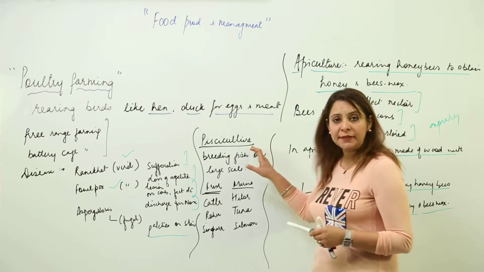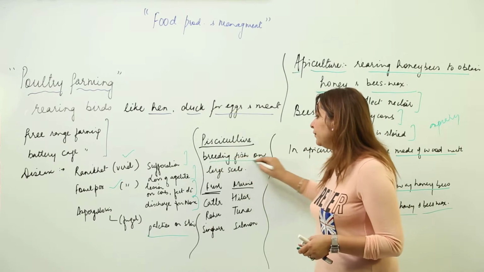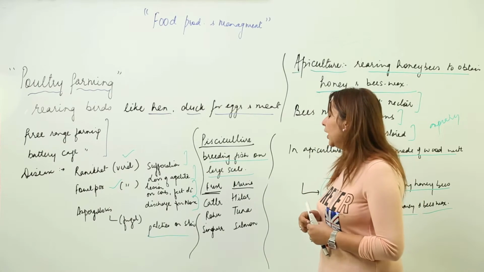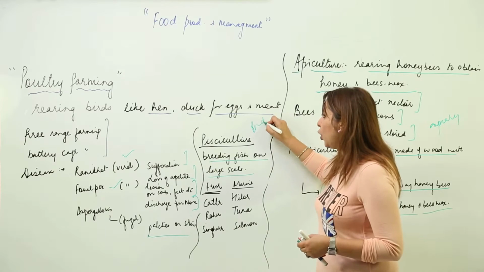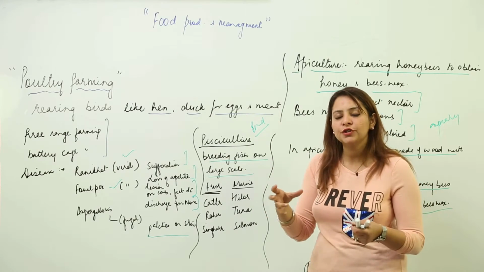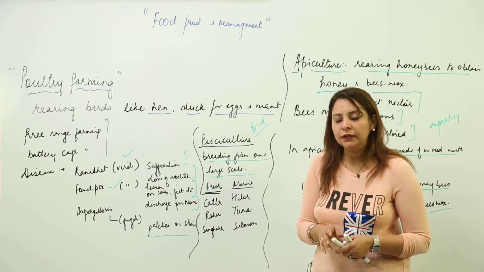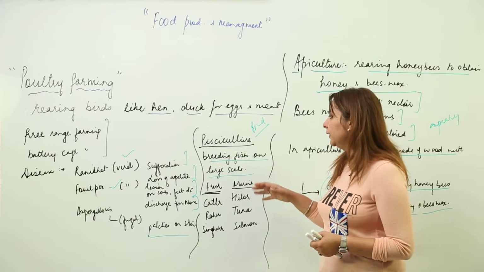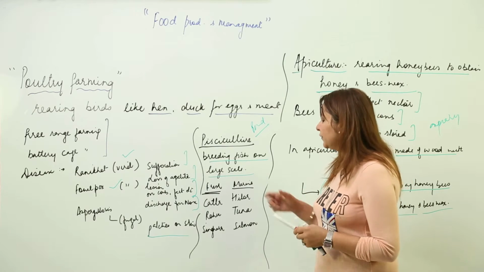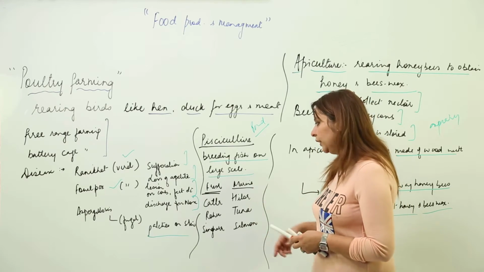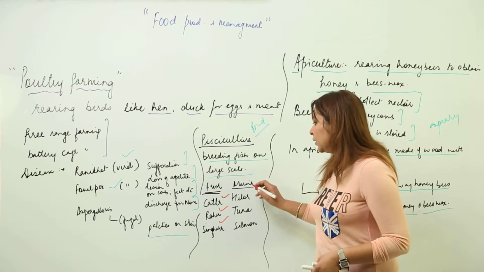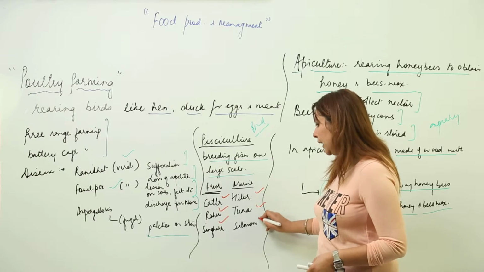Now moving on to pisciculture, it means breeding fish on a large scale. Pisciculture is best done in a pond. In the pond we supply fishes with food supplemented with all the requirements they need, and then the fishes are reared on a large scale. You know that we have freshwater fishes and marine water fishes. Freshwater ones are katla, rohu, singhara. Marine ones are hilsa, tuna and salmon.